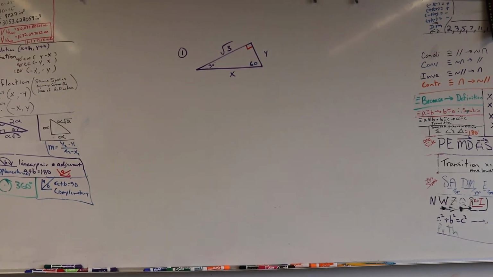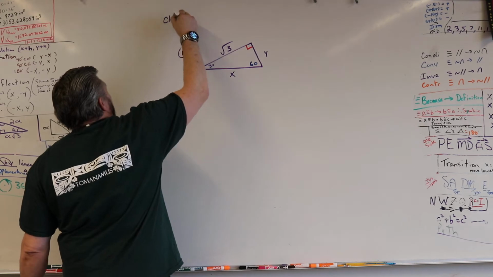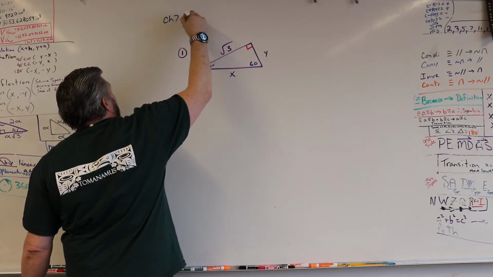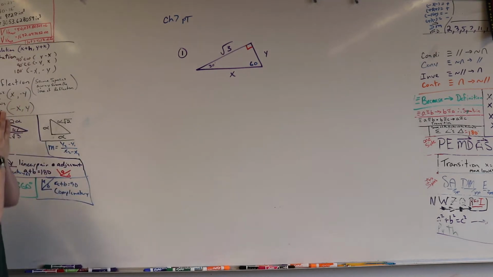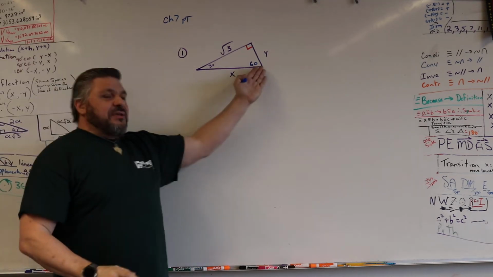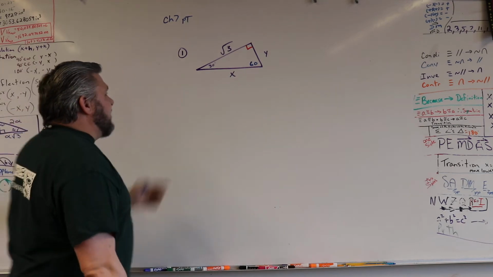Number 1 on your practice test for Chapter 7. Okay, so Chapter 7, practice test. Alright? So, I see that it's 30, and I know that this is 60. So I write in 60. Okay? Good. It's x and y.